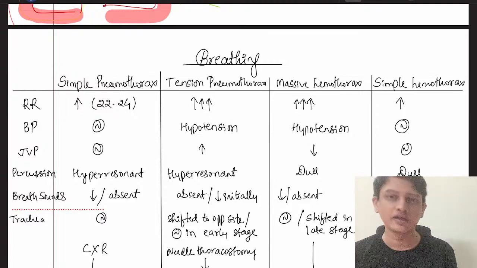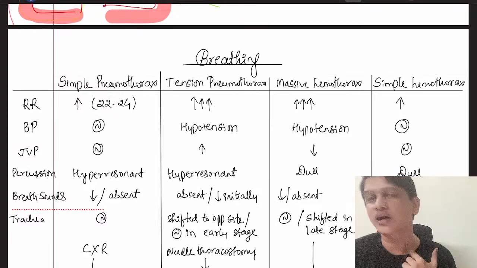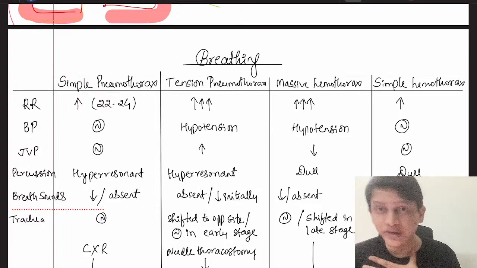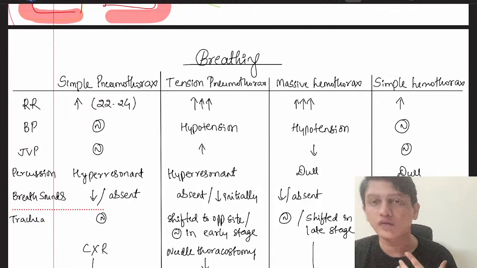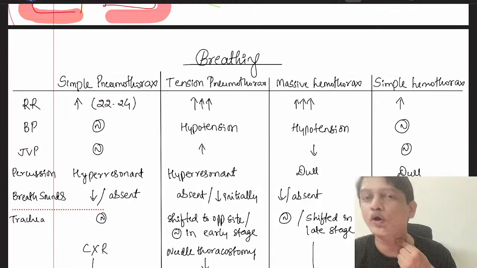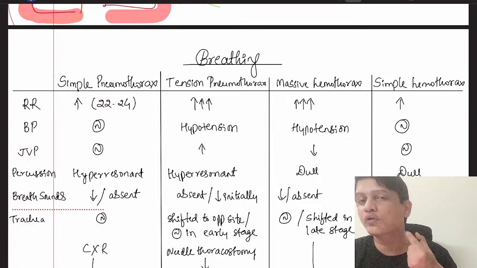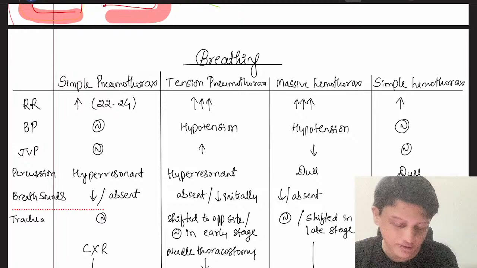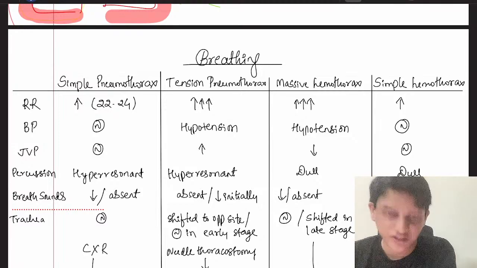That is not JVP. JVP is the jugular vein. Normally you can't see it here. In case of compression, or because of some heart failure, so many reasons are there, it will be prominently seen, and you can make out the vein prominently. It's called JVP, jugular venous pressure.